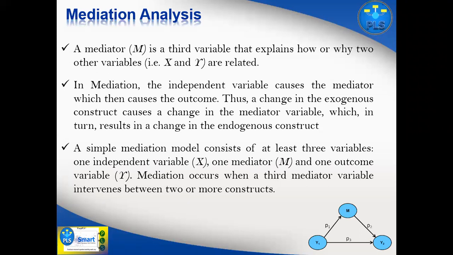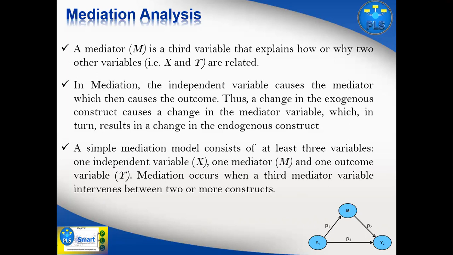In mediation, the independent variable, I beg your pardon, causes the mediator, which in turn causes the outcome. That is, a change in the exogenous variable, a change in the IV, causes a change in the mediator, which in turn results in a change in the DV.